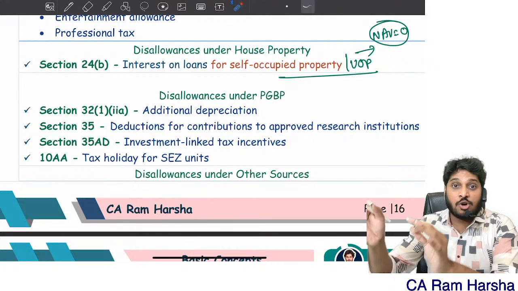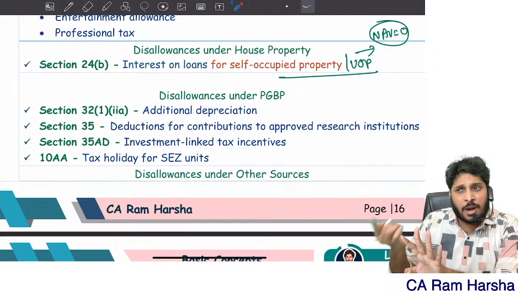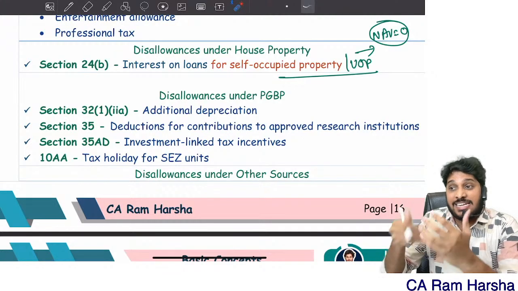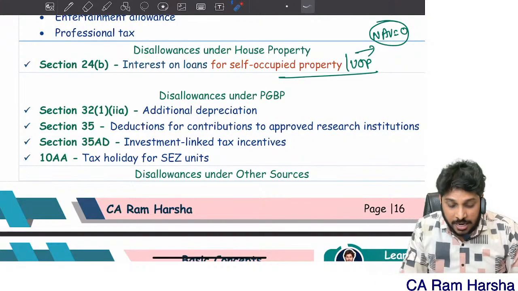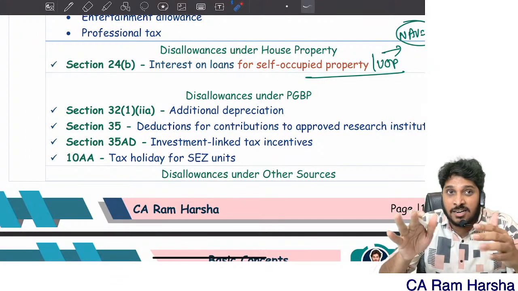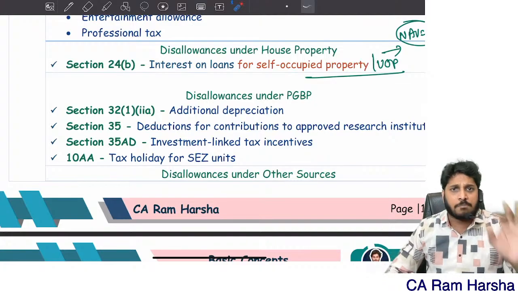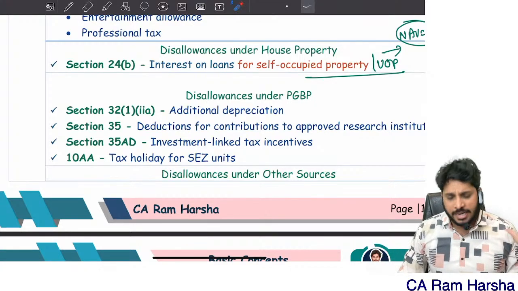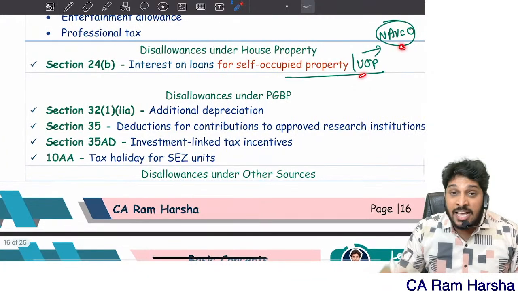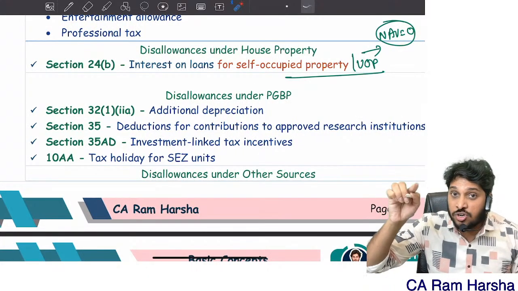A deemed let out property is basically self-occupied. But since we are paying tax on it and computing annual value, this disallowance of interest on self-occupied property under default tax regime will not apply. Please remember this point. Getting it? Disallowance for interest, when will it apply? Only when the property NAV equal to zero benefit is claimed.